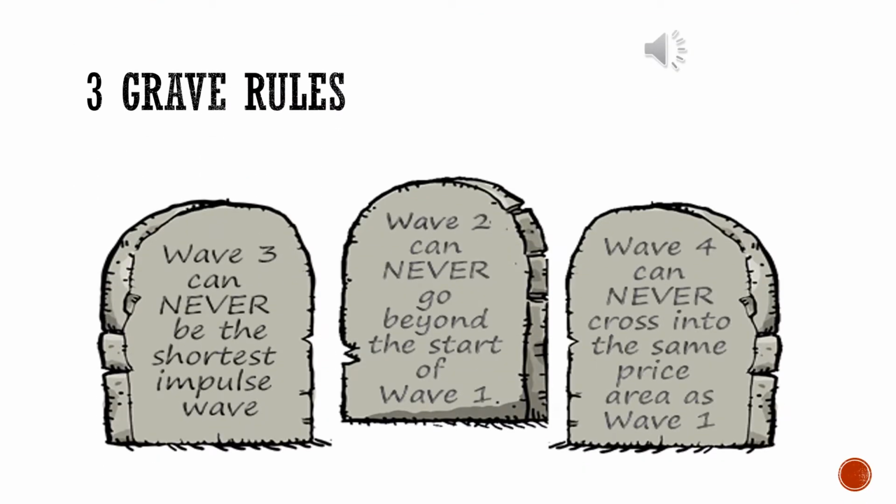These are the 3 rules which I had spoken about. Wave 2 can never cross the starting point of wave 1. Then wave 3 is not the shortest among the impulsive waves, that is 1 and 5. And wave 4 can never cross the price territory of wave 1.